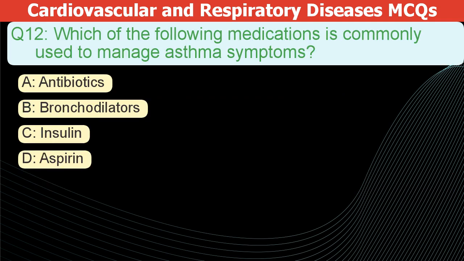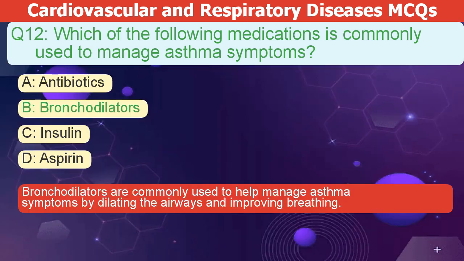Which of the following medications is commonly used to manage asthma symptoms? A. Antibiotics. B. Bronchodilators. C. Insulin. D. Aspirin. The correct answer is B. Bronchodilators are commonly used to help manage asthma symptoms by dilating the airways and improving breathing.